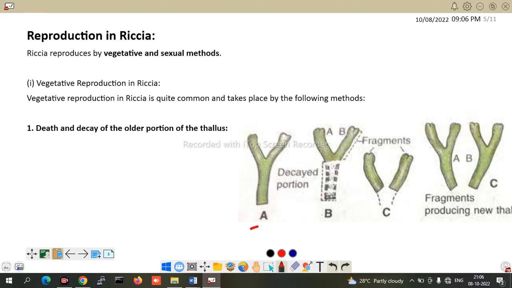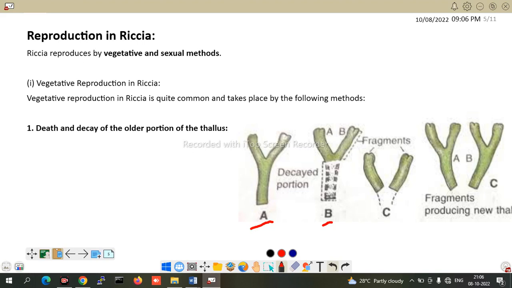Look at figure A. Here is a Riccia thallus, a mature thallus, and when the thallus is fully mature it starts to decay from the base. Look at B. Here the dotted line indicates the decay of the thallus, and when the decay reaches up to the dichotomy, it divides into two equal halves, as it is dichotomously branched.